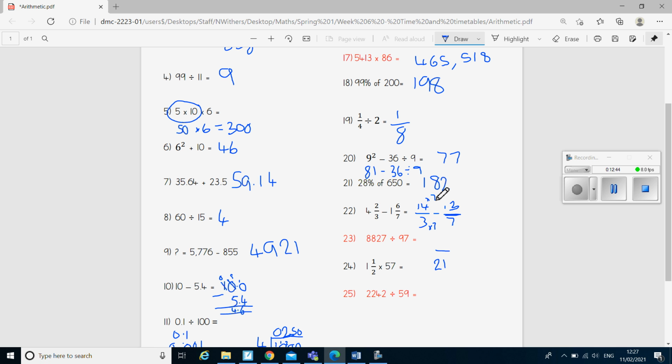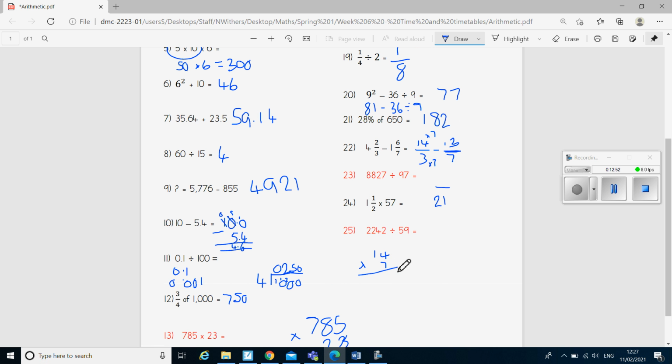So 14 times 7. I don't know what that is off the top of my head. I'm going to need to do a little short multiplication to work that out. 14 times 7. 4 times 7 is 28. Carry my 2. 7 times 1 is 7. Add the 2 gives me 9. So 14 times 7 is 98. So I've got 98 21sts.